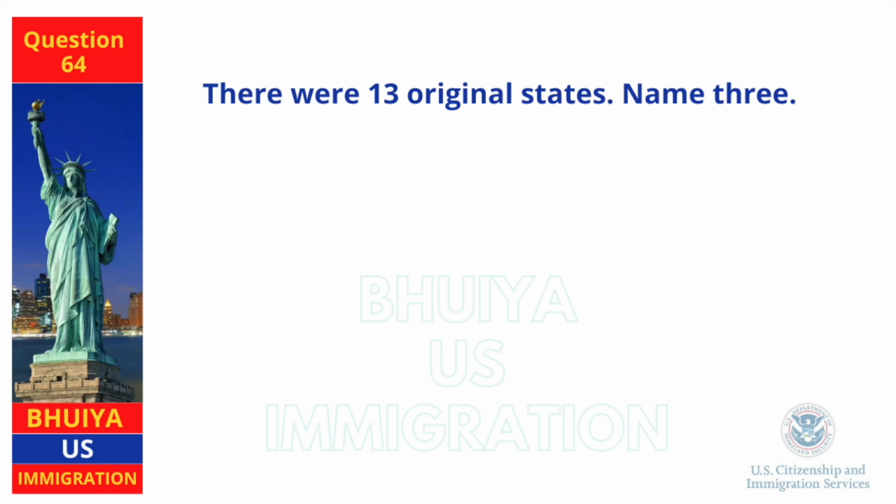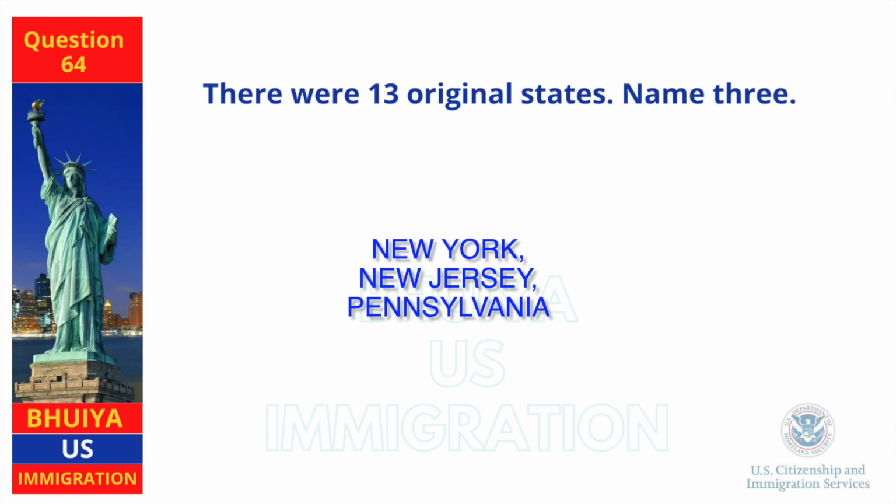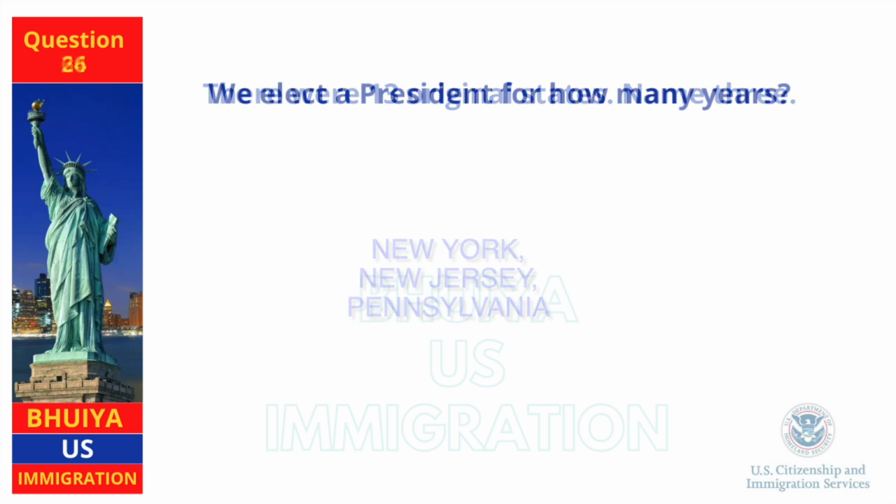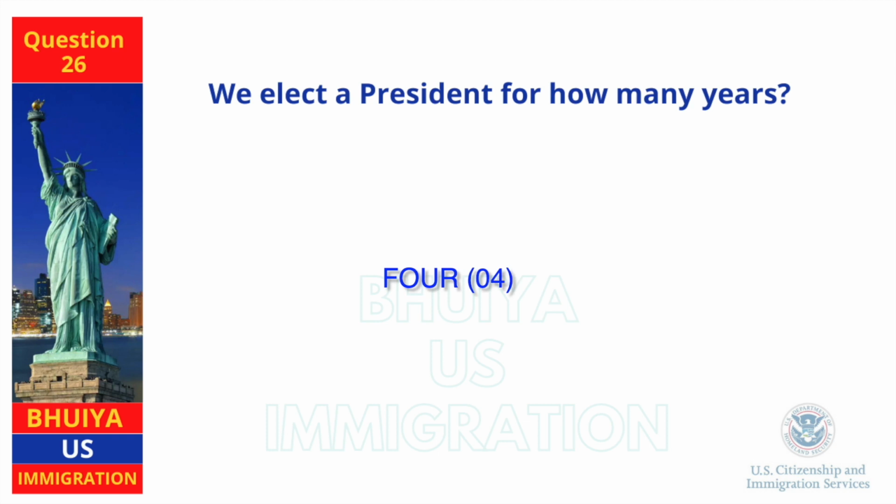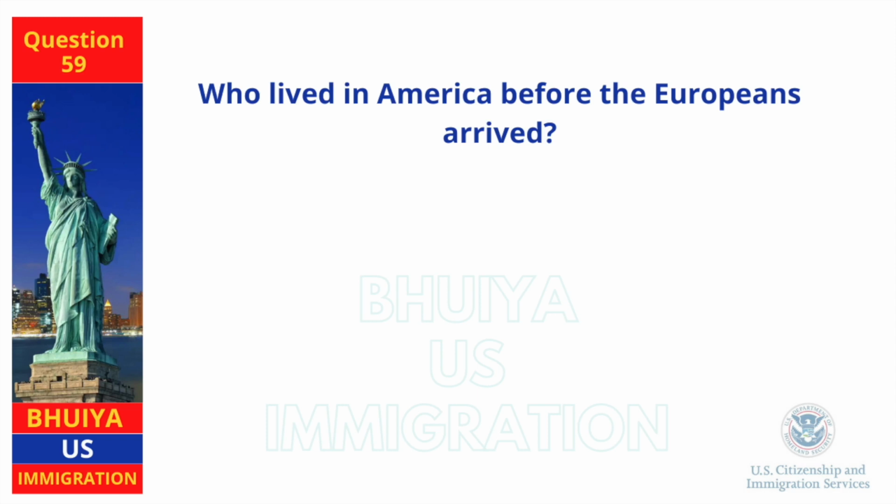There were 13 original states. Name 3. New York, New Jersey, Pennsylvania. We elect a president for how many years? 4. Who lived in America before the Europeans arrived? American Indians.